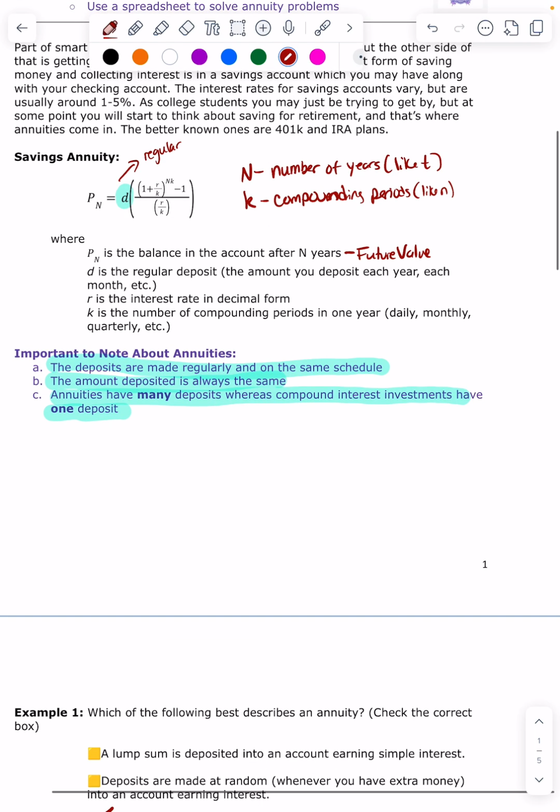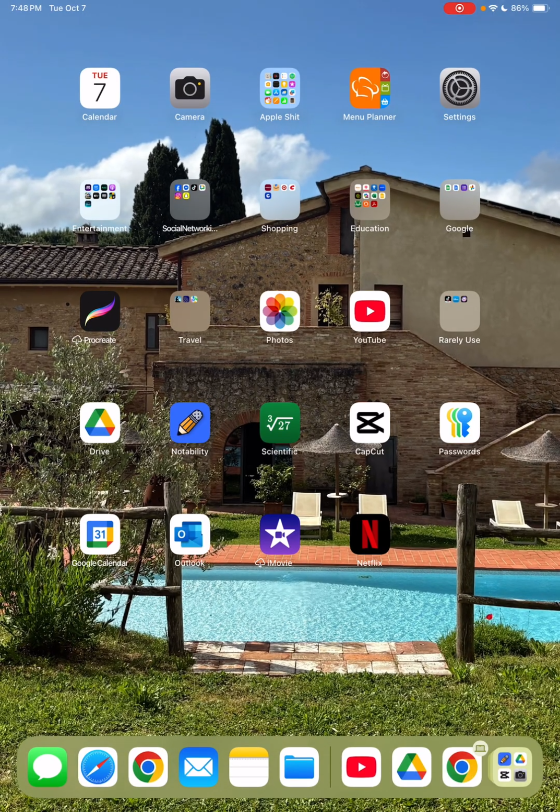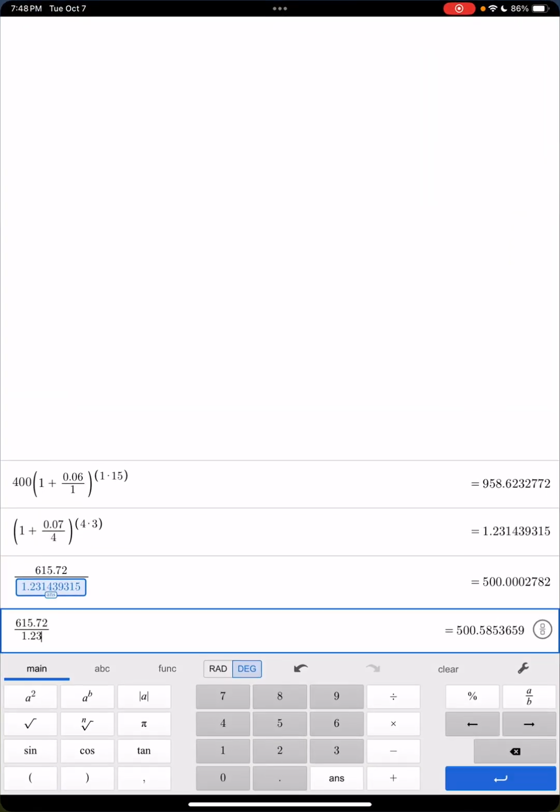Oh, there's a -1 in there. Did I forget that in here? Oh no. In my screenshot, I missed the -1. Sugar. All right. Well, in that case, yeah, that looks better. I'm gonna go into Desmos on here and we can do it together.